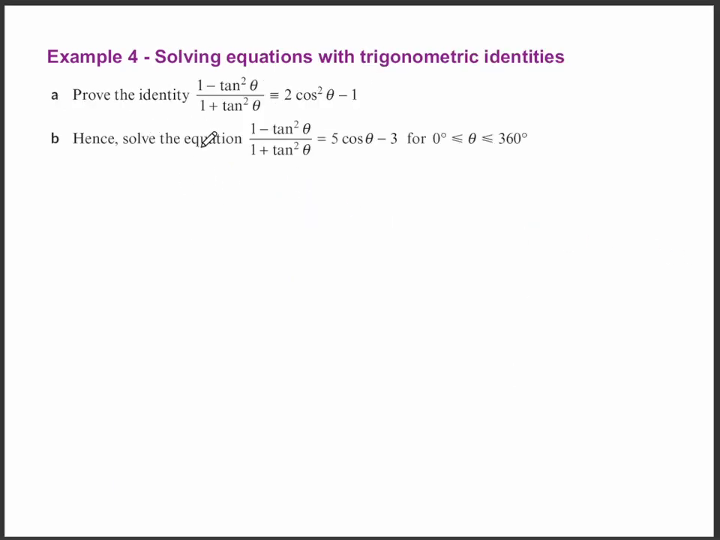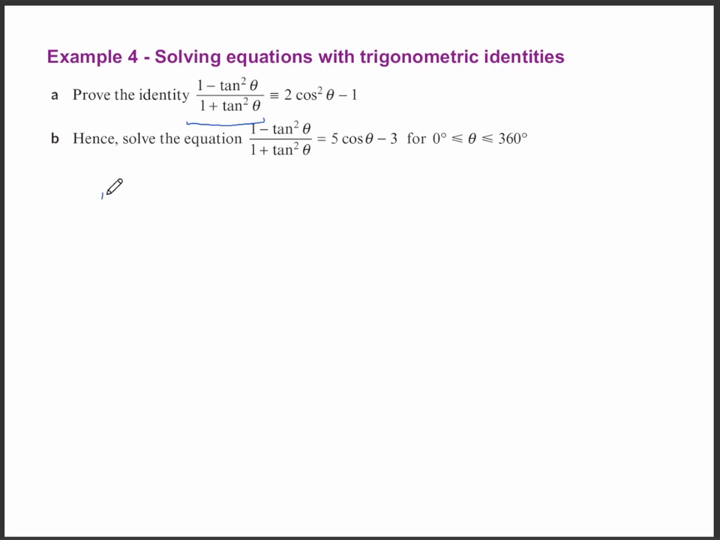Lastly, prove the identity 1 minus tan square theta over 1 plus tan square theta equals 2 cos square theta minus 1. Again, this left side looks like the more complicated one, so we're going to start off with that. So, firstly, we know that we need to remove these tan thetas because we have cos thetas in our proving identity. So, we can make the tan thetas into sine over cos.